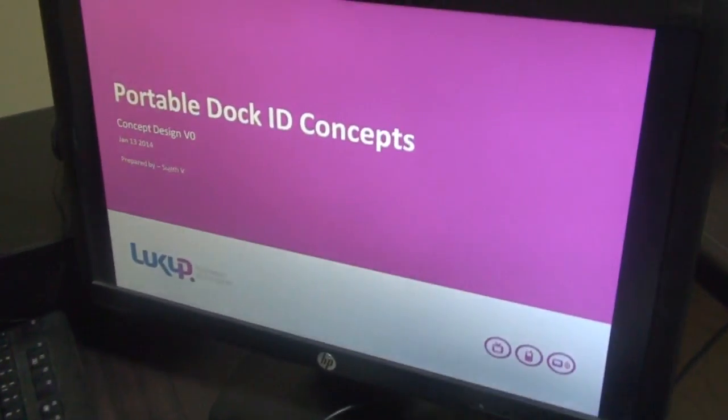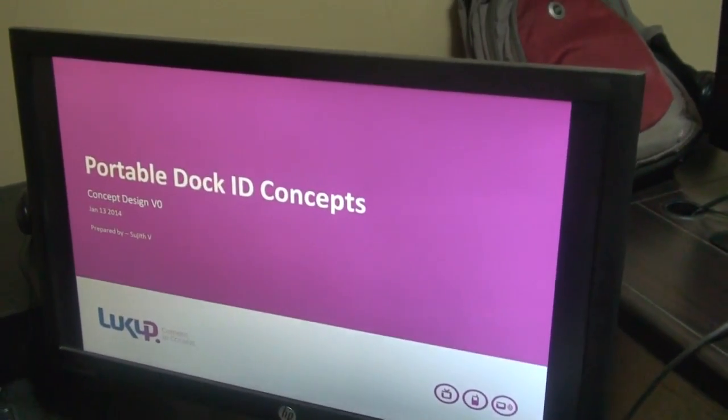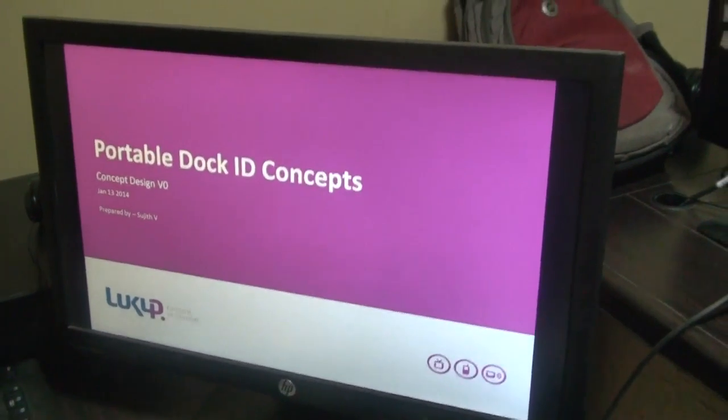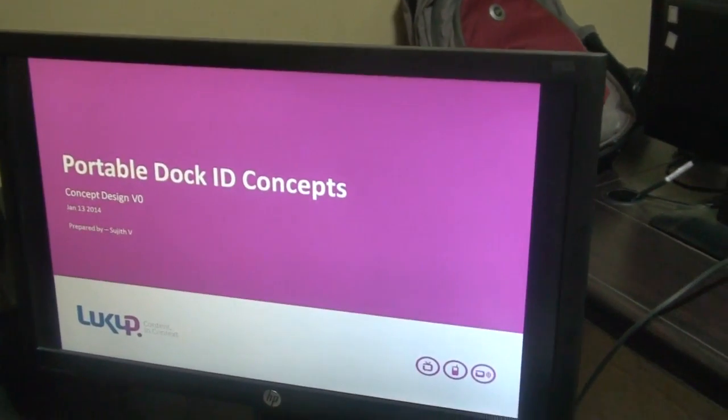Hi Abhita. I think I'll be showing you today what exactly is the designing process of the portable dock. What is the process? Yeah, so the process basically starts from ideally understanding the need.